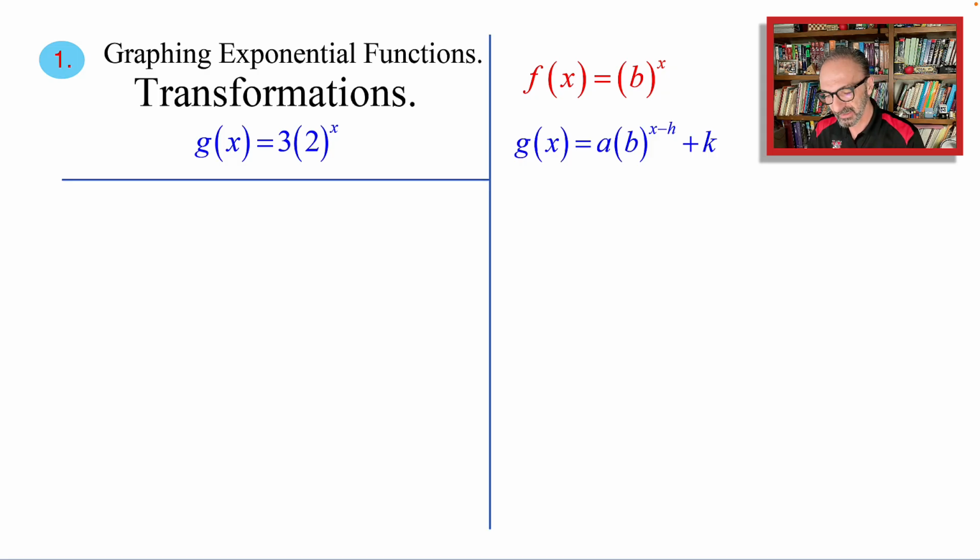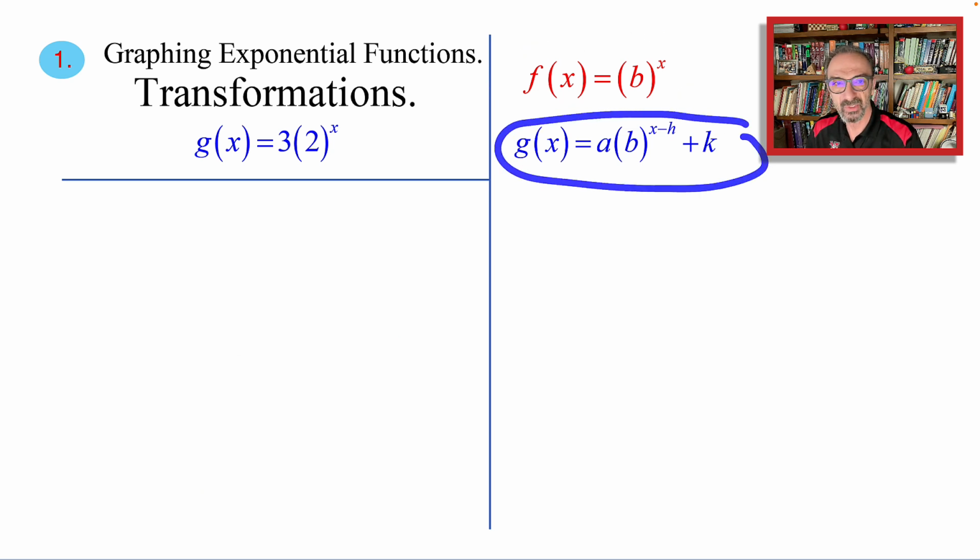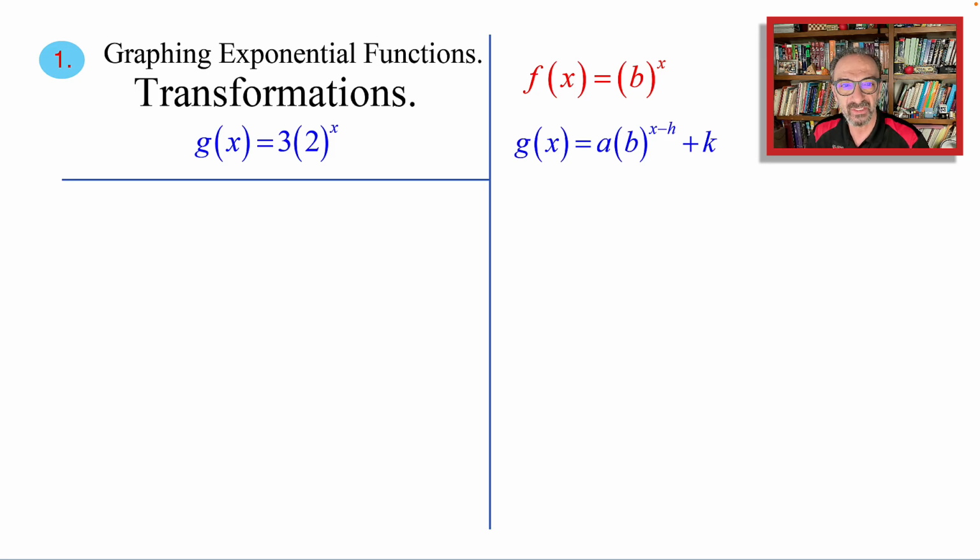As you could see on the right side, we have f of x equals b to the x. That's my exponential function. And with the transformation, I called it g of x equals a times b to the x minus h plus k, just like the vertex form. The first example, we need to graph g of x equals 3 times 2 to the x.